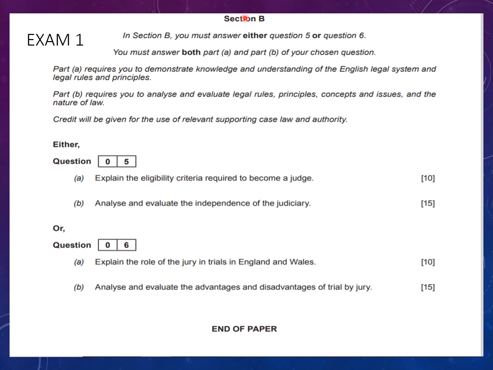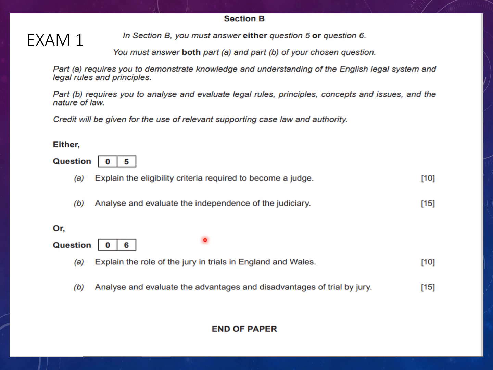In section B, you must answer either question 5 or question 6. So you've got a choice here, and because they weren't scenarios, I could fit them both on this slide. So you would scan and think, do you like the look of number 5 or 6 more? Notice that there's a part A and a B for each question. You have to answer both parts of whichever question you choose.